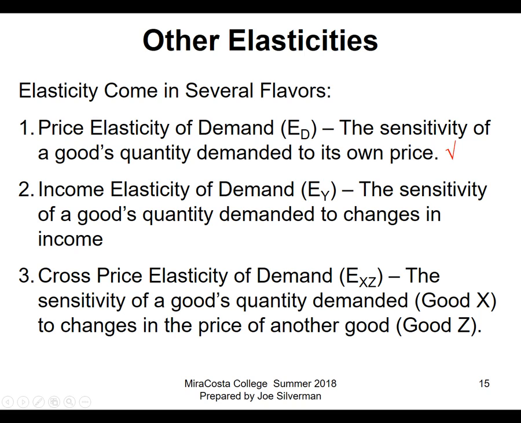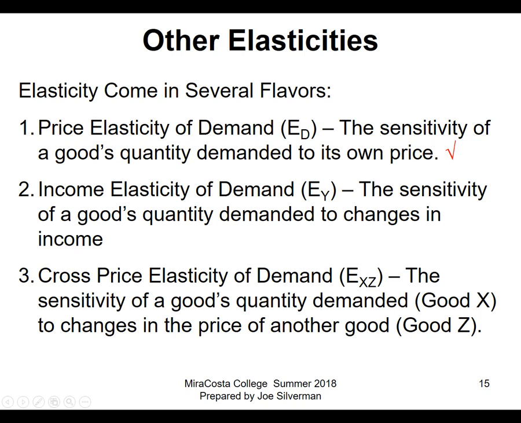And that's looking at the elasticity of demand in terms of changes in people's income. In economics, we call this E sub Y, where Y is income. Then we've got another one called the cross price elasticity of demand, E sub XZ, if you like. That's how sensitive the demand for good X is given a change in the price of good Z.